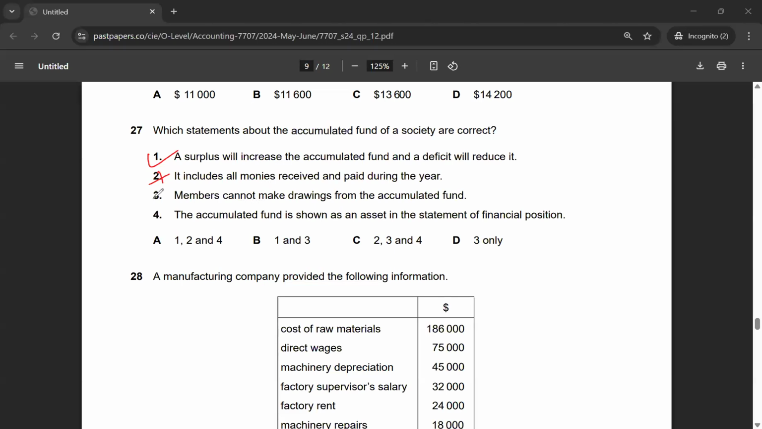Members cannot make drawings from the accumulated fund. That's true. The accumulated fund is shown as an asset in the statement of financial position. Not really, that's an equity part. Accumulated fund is equivalent to retained earnings, actually. So the correct answer for multiple choice 27 would be option B. Statement 1 and statement 3 are correct. So the correct answer for multiple choice 27 is option B.